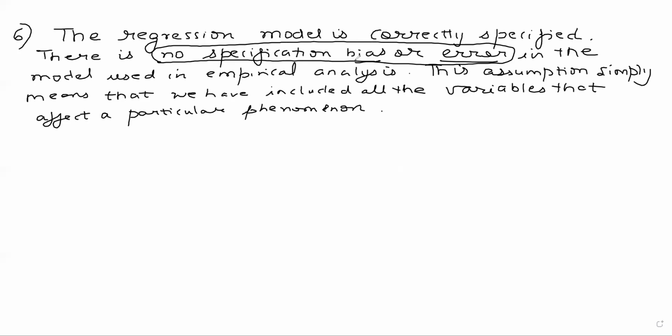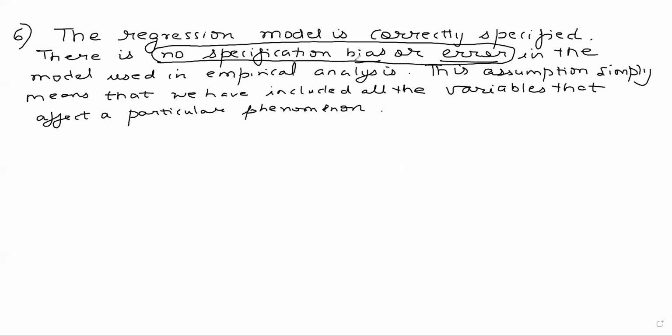Sixth assumption, that the model is correctly specified. There is no specification bias. We have taken into account all variables that can affect a particular phenomenon. So hoping students have understood this.